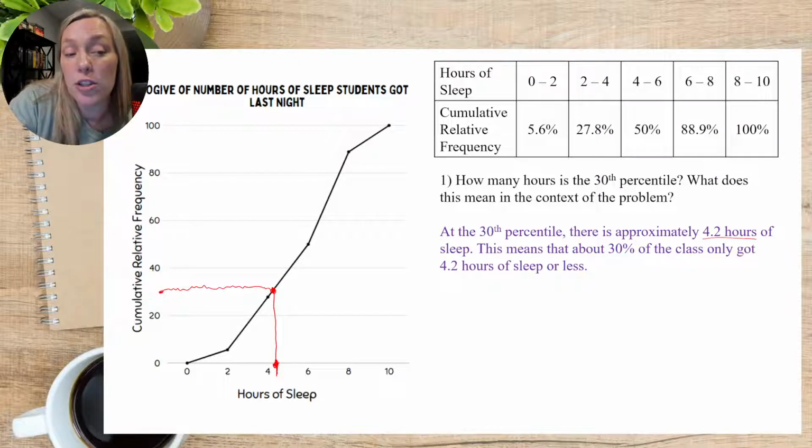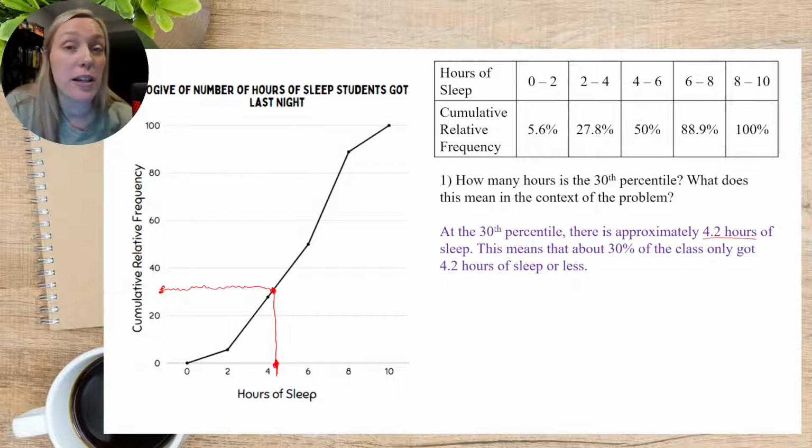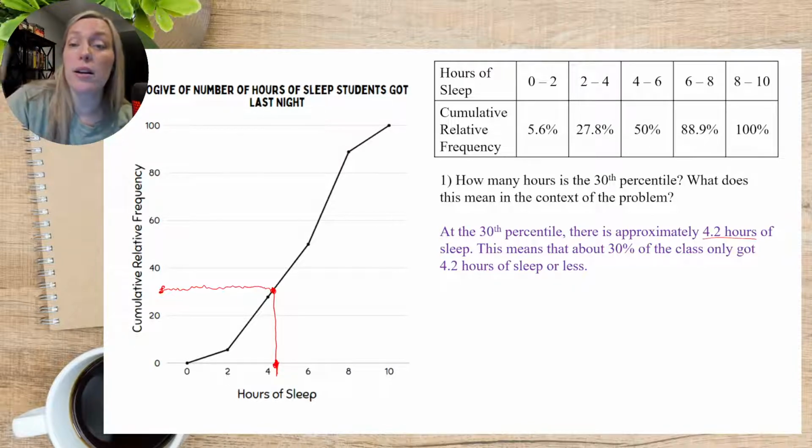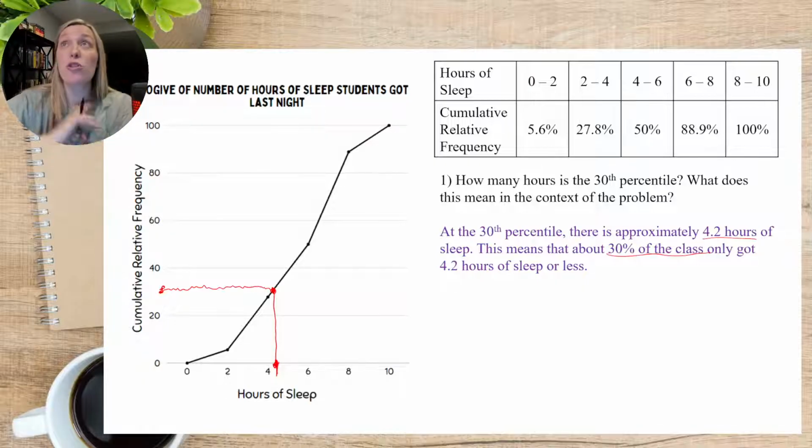So a percentile is a cumulative relative frequency. And the 30th percentile is about 4.2 hours of sleep. In the context of the problem, this means that about 30% of the class only got 4.2 hours of sleep or less. So 30% of the class that I got this data from got 4.2 hours of sleep or less. Not good. You guys got to get more sleep.